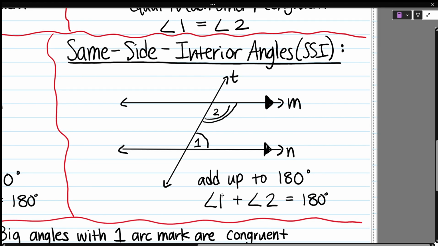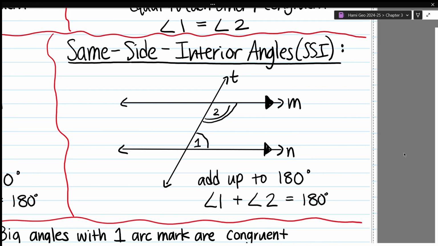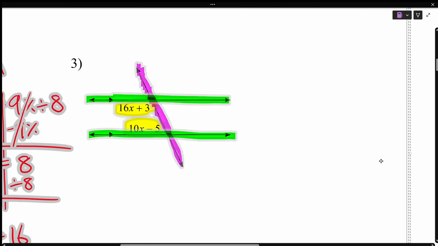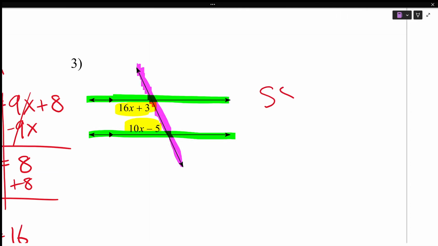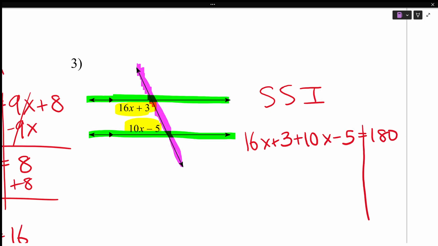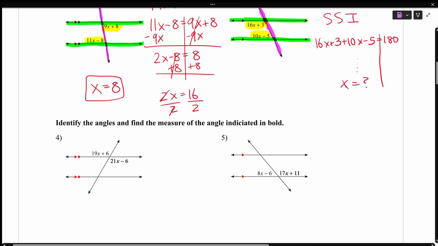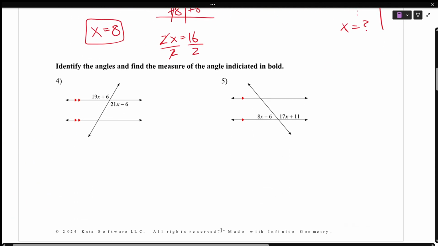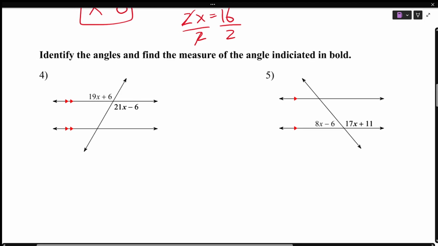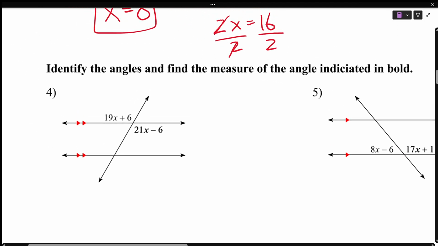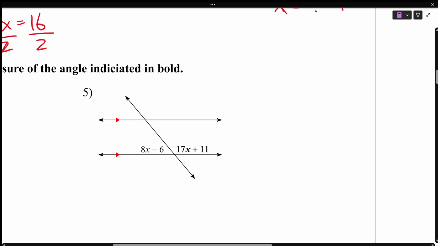So here it tells me we have to add them up and set it equal to 180. So let's go ahead and set up our equation. So this is going to be SSI, right? So how you solve this, you have to add these two angles up, set it equal to 180, and then solve for x, right? X equals what? Cool. Okay, let's move on. Same thing here. I'll do number 4, but then try number 5 on your own. You know what? I'll do number 5 and then try number 4 on your own.